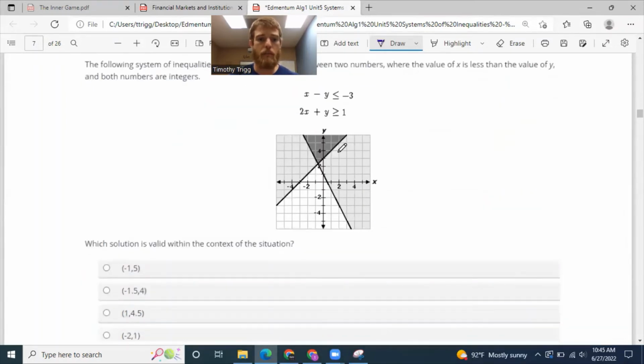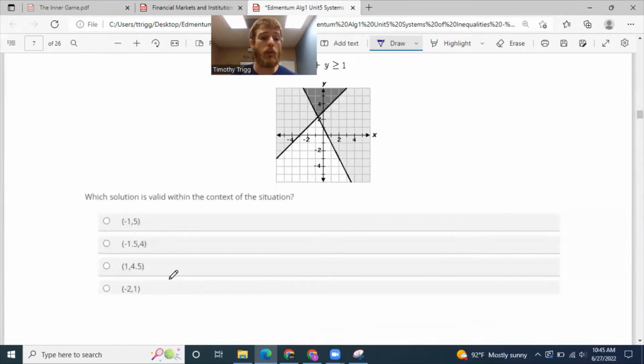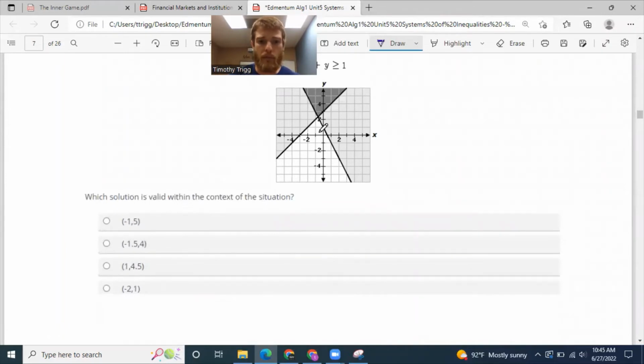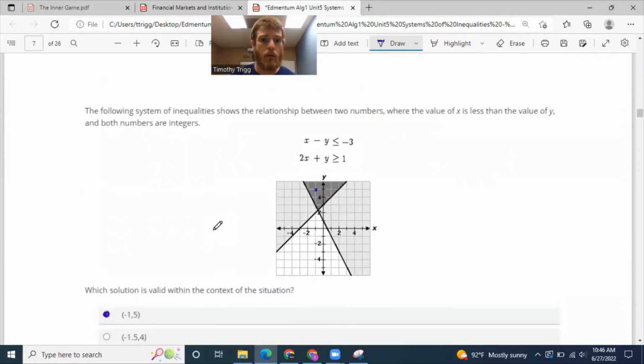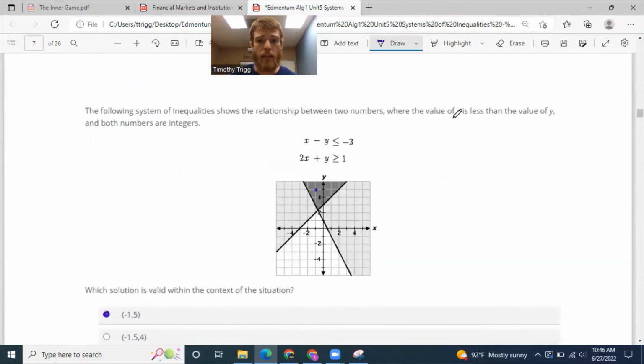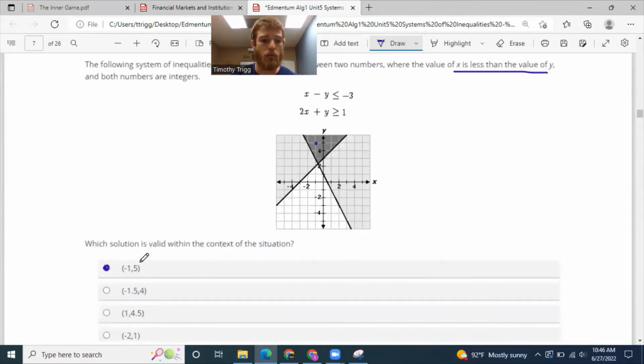So we have this system. Basically, we want to see which of these coordinate points would work as in the double shaded region, essentially. So -1, 5. Okay. I would say that's in the double shaded region. X has to be less than y as well. Okay, that's true here. So I think that's right.